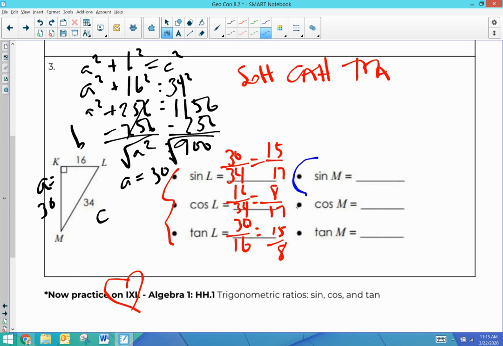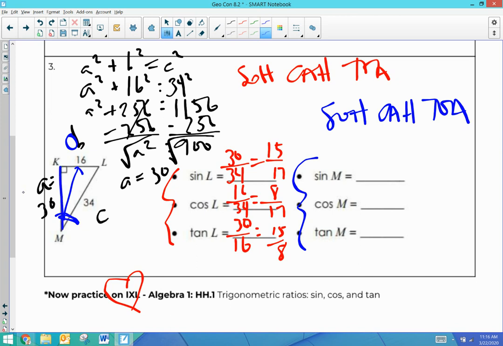Alright, so this is the same thing. It's the same SOHCAHTOA. Angle M, right there. Opposite. Adjacent. Hypotenuse.